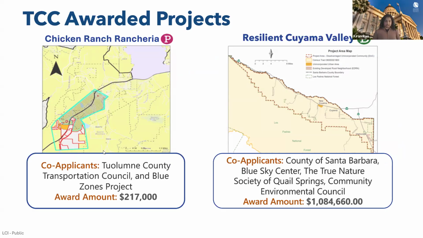The County of Santa Barbara is a Round 5 project development grant focusing on the Cuyama Valley community. This grant work includes the implementation of 3 different home sustainability pilots, the design of a resilience hub, practicing familial level food sovereignty, and more. Partners here include the community-based organization Blue Sky Center, ecological resilience nonprofit, the True Nature Society of Quail Springs, and the organization Community Environmental Council.